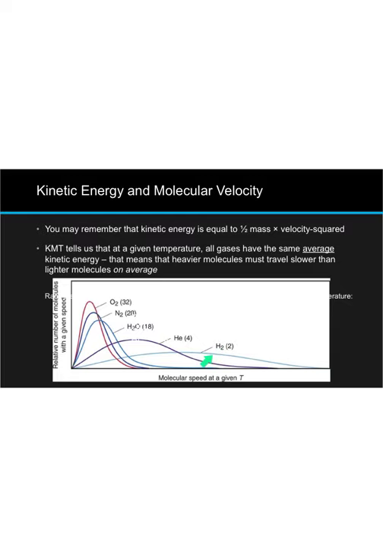Hydrogen, which is the lightest of these molecules or atoms of gas with a molar mass of 2, has a peak in its distribution of speeds way out here at a really high velocity. Oxygen, O2, with the greatest molar mass of 32, has a peak in its velocity distributions that's at the lowest point along this x-axis. So we can generalize this and say, similarly to the previous slide, that the greater the molar mass of a gas particle, the slower it will travel on average at a given temperature.